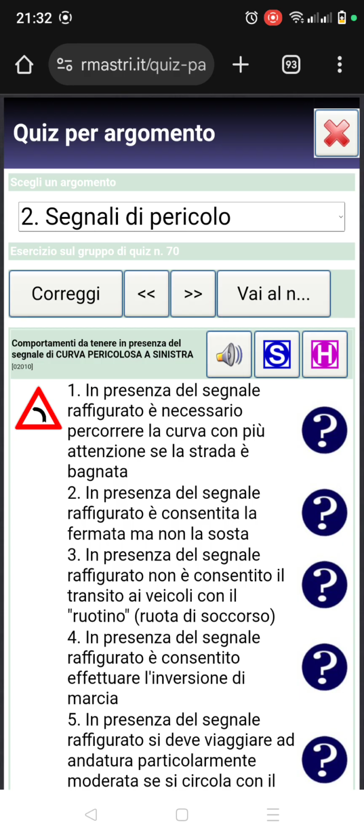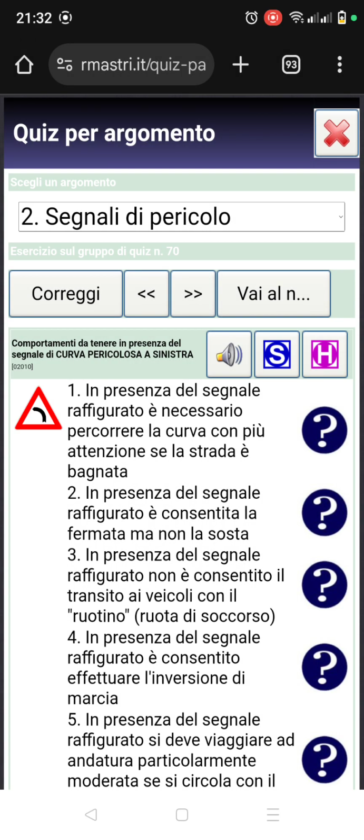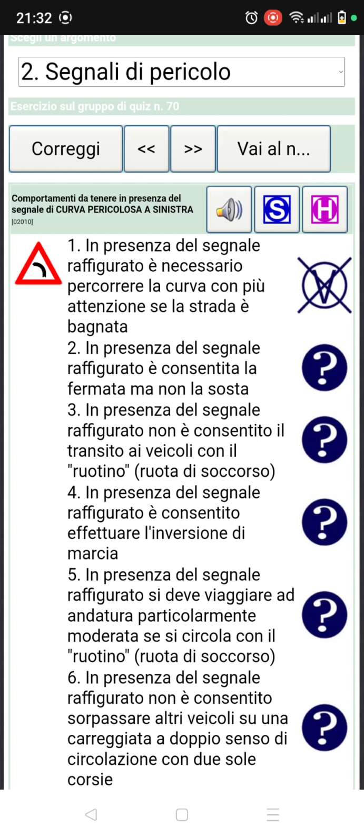The behavior we need to keep while confronting this dangerous curve to the left. I don't want to make the video too long. Our first question. In presenza del segnale raffigurato è necessario percorrere la curva con più attenzione se la strada è bagnata. Yes. So in the presence of this sign figure, it is necessary to drive on this curve with more attention if the road is wet. Bagnata, yes, it's true.